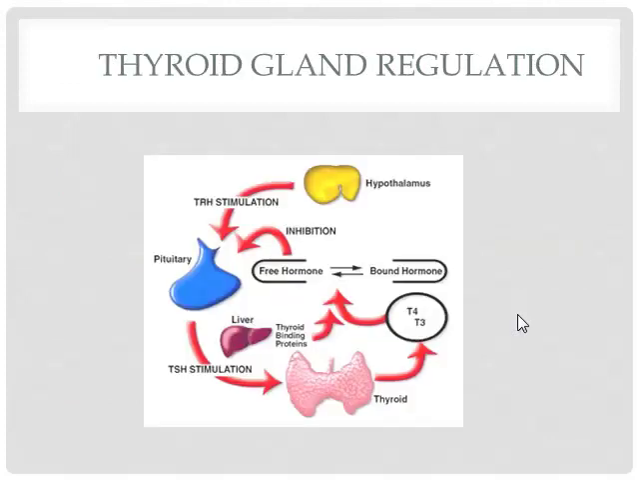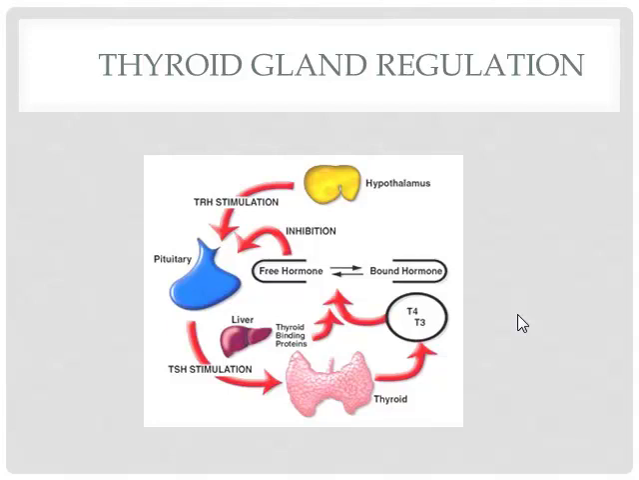So it looks like this. The hypothalamus is going to produce thyroid releasing hormone. That will go to the pituitary. That will produce thyroid stimulating hormone. That thyroid stimulating hormone, the iodine will convert over into T3 and T4 levels. The T3 and T4 levels will go out into the bloodstream.